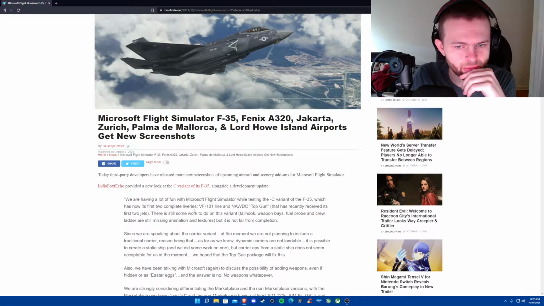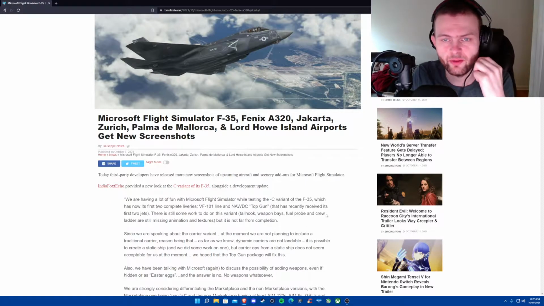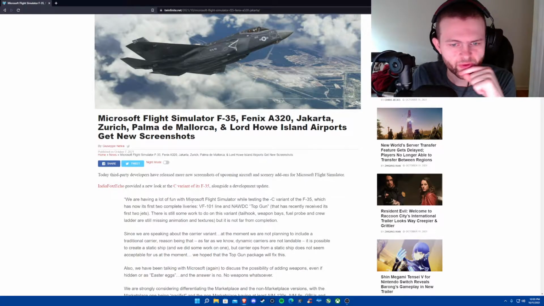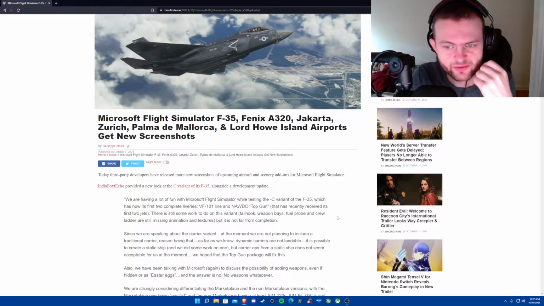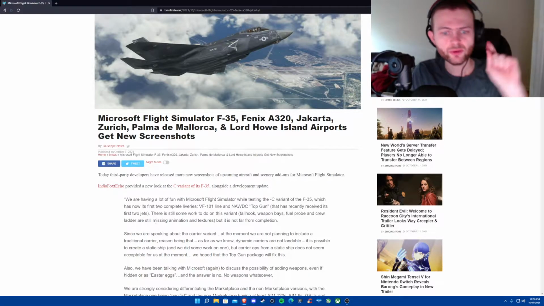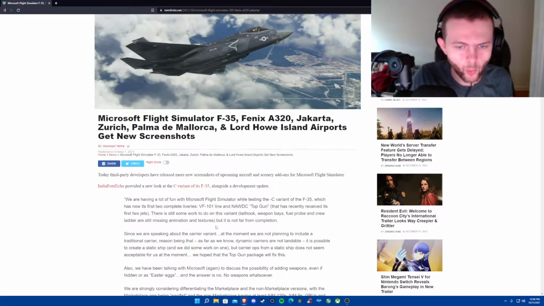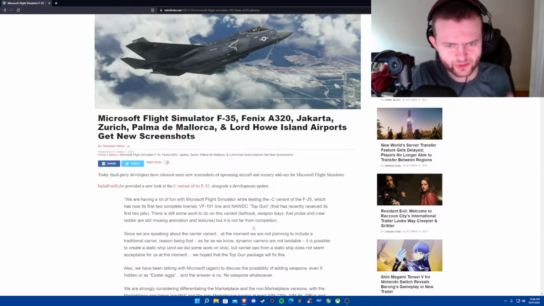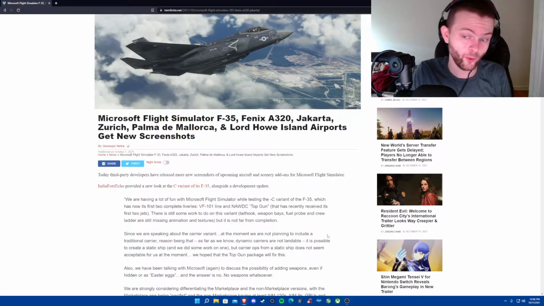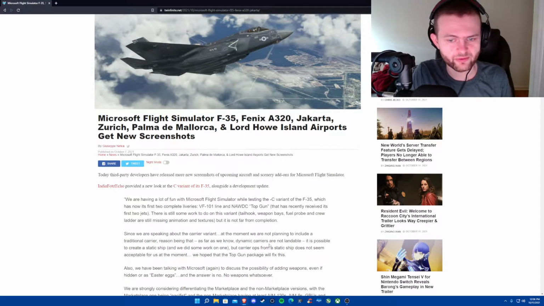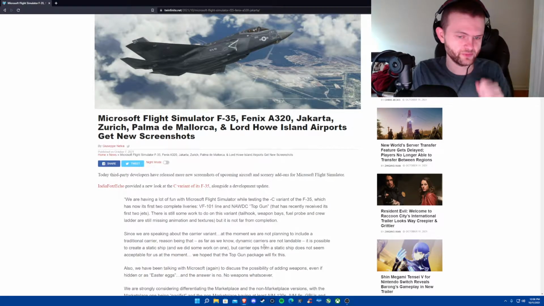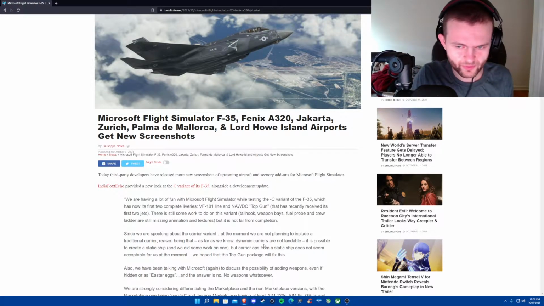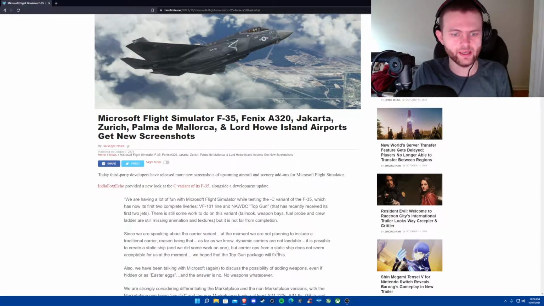So they're going to have the C variant of the F-35 in a development update. We're having a lot of fun with Microsoft Flight Simulator while testing the C variant of the F-35, which is now in two complete liveries: the VF-101 and the NAWDC Top Gun, which have recently received the first two jets. There's still some work to do on the tailhook, weapon bay, probe, crew ladder, and some missing animation, but the textures are not far from completion. So they're completing a lot of things in the game.